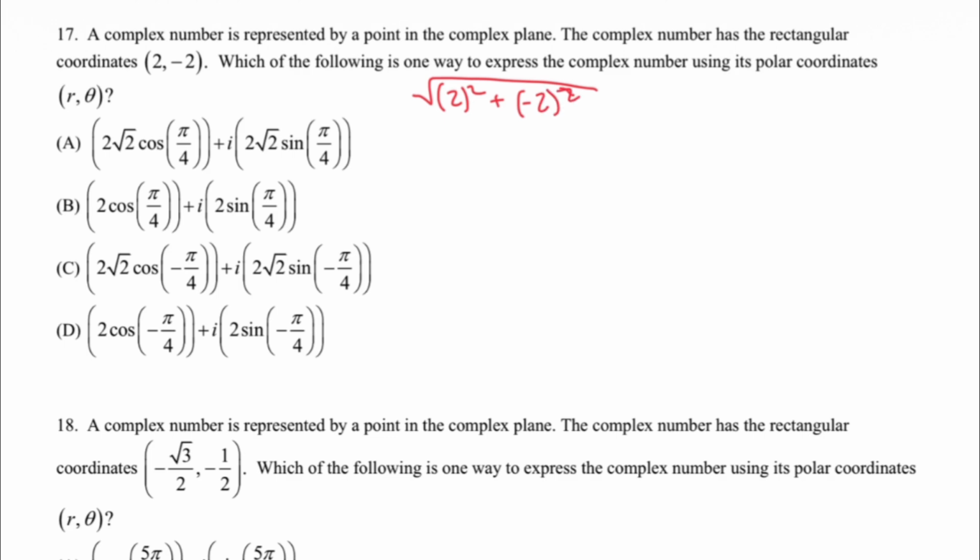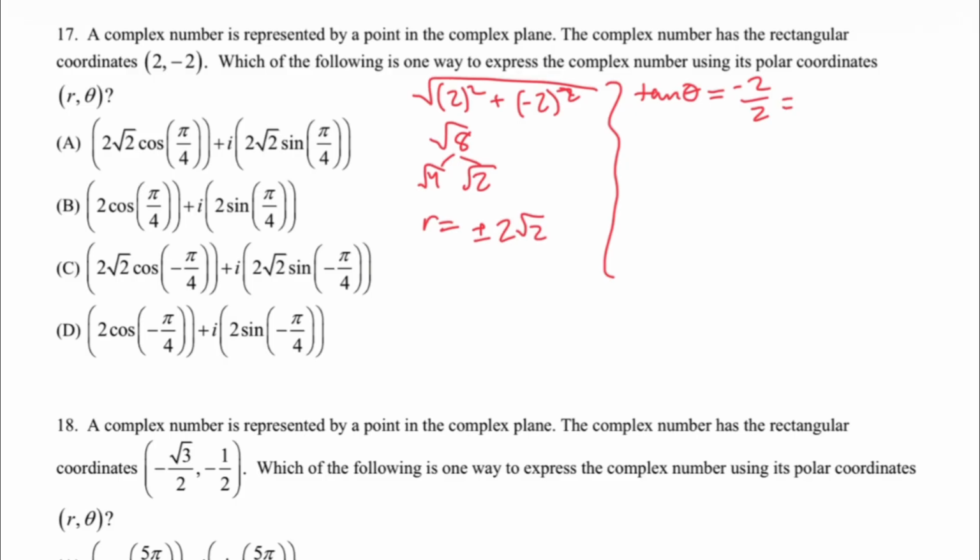So that's just 4 plus 4, which is square root of 8. Simplify that. R is equal to plus or minus 2 times the square root of 2. And then we find tangent: negative 2 over 2, which is equal to negative 1. So where's tangent negative 1? That should be, this coordinate gives it 1, right?